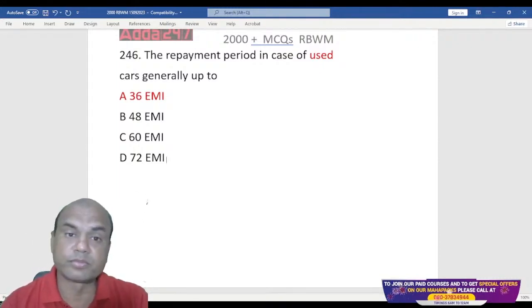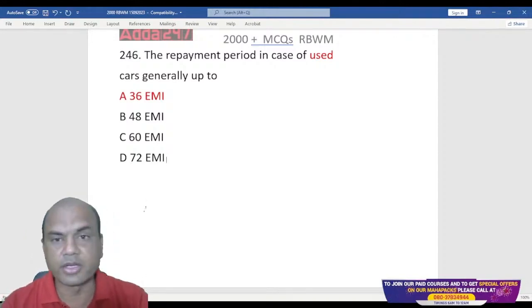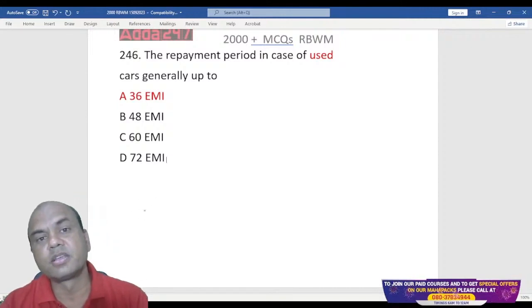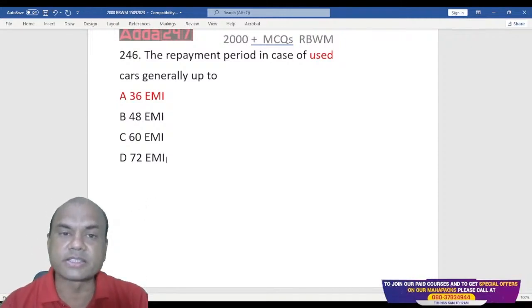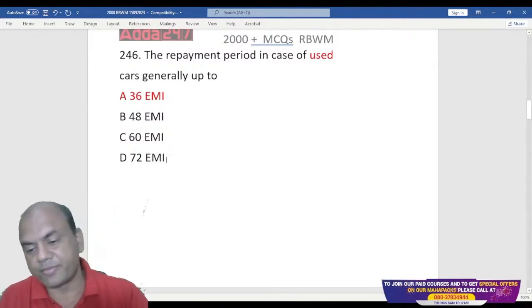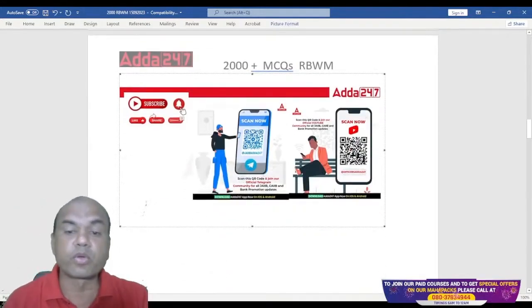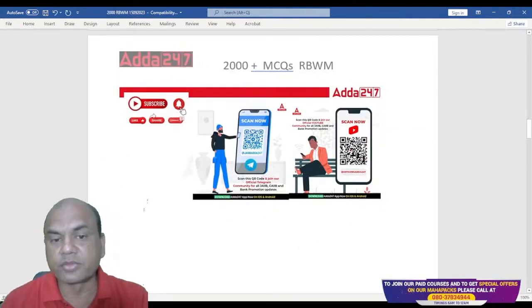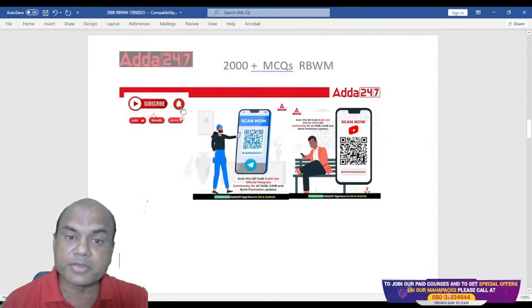Two-wheeler, scooter, bikes, okay? It is 3 years, correct? 36 EMI. Scooter, bike, two-wheeler, anything, it is 3 years, okay? 36 EMI.